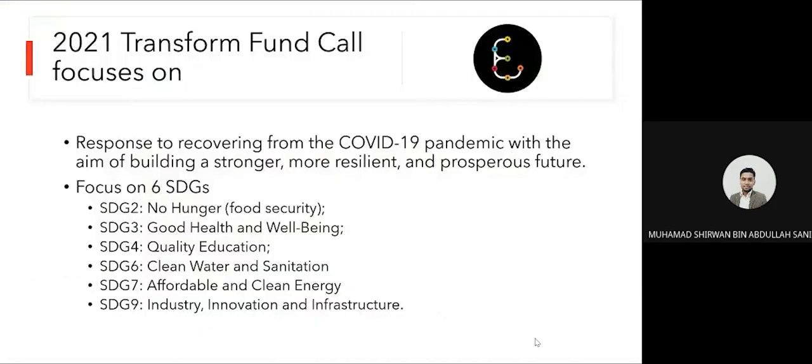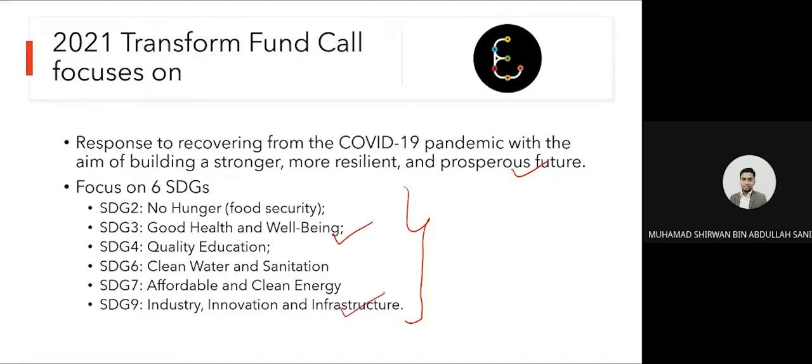For 2021, the Transform Fund call focused on the response to recovering from the COVID-19 pandemic with the aim of building a stronger, more resilient and prosperous future, which has been deliberated by Dr. Nabila. You have to make sure that you are focusing on these six SDGs, Sustainable Development Goals: no hunger, good health and well-being, quality education, clean water and sanitation, affordable and clean energy, as well as industry, innovation and infrastructure. In my case, I applied for proof of concept and I focused on good health and well-being, as well as industry, innovation and infrastructure.